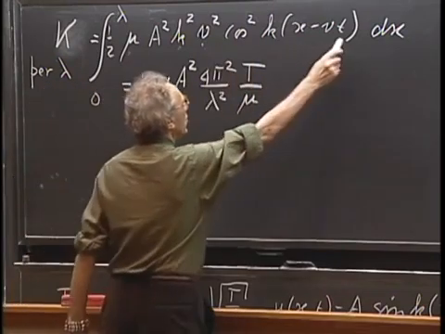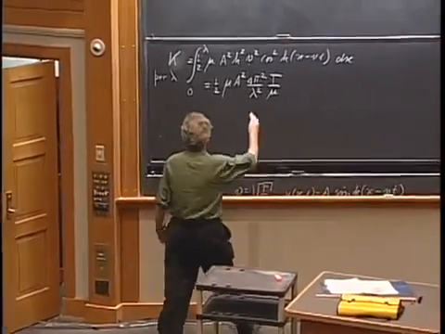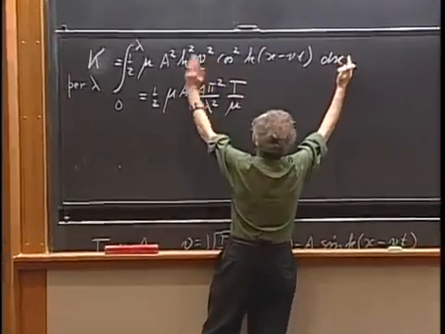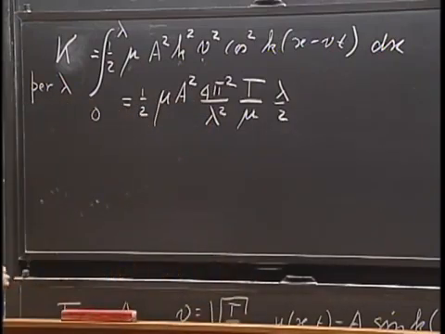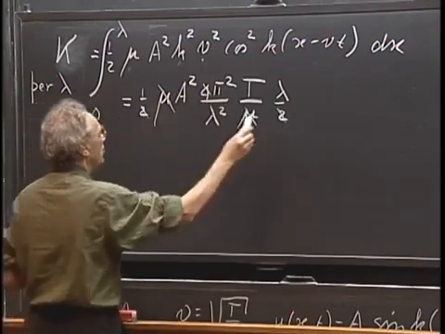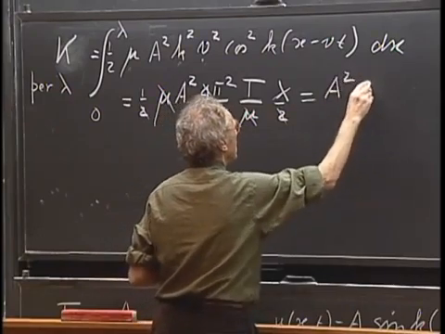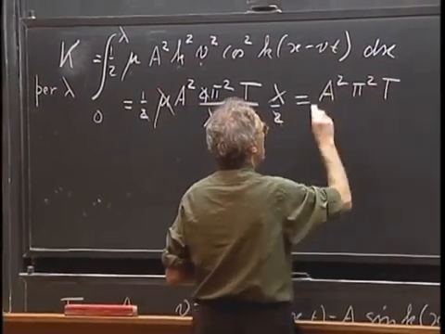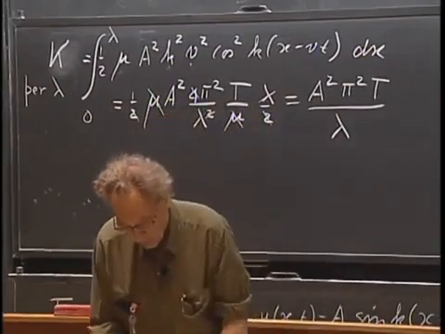And now I have to do the integral of this cosine squared dx between 0 and lambda. And you will take my word for it that this is lambda divided by 2. And so I have to multiply. So the integral, that's the only one that I have to do, these are constant, is lambda divided by 2. And if you look now, you lose a mu. Your 4 goes, and you lose even 1 lambda. And so you get a squared times pi squared times T divided by lambda. That is the kinetic energy per wavelength.